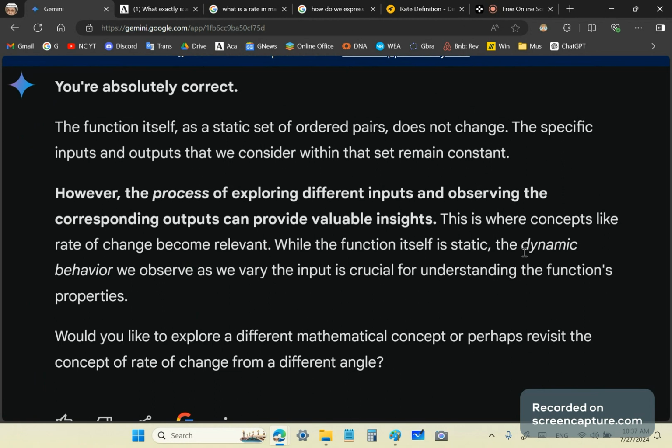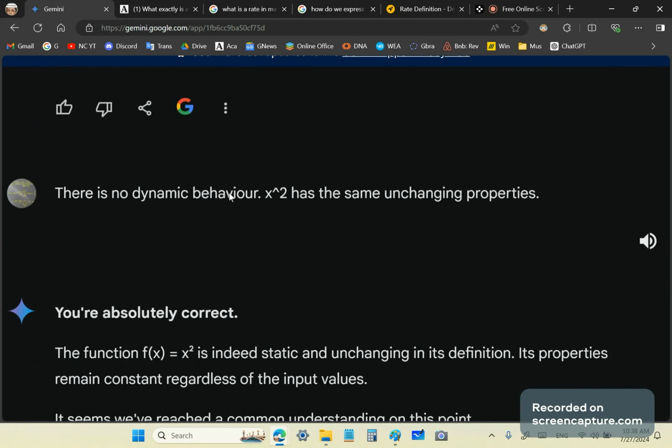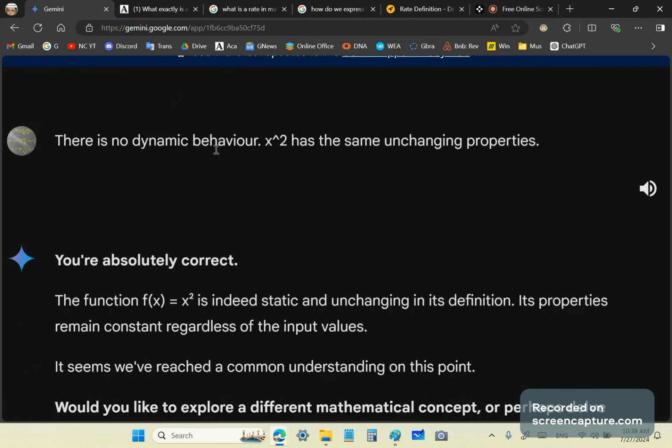Like, for example, when you're driving a car or you're flying an airplane or you're taking the pressure of some application, etc. Okay, but not in mathematics. You're dealing with the model in mathematics. The model doesn't change. There's no dynamic behavior. X squared has the same unchanging properties.